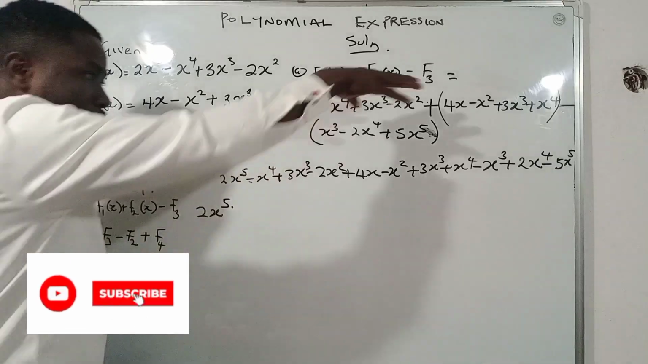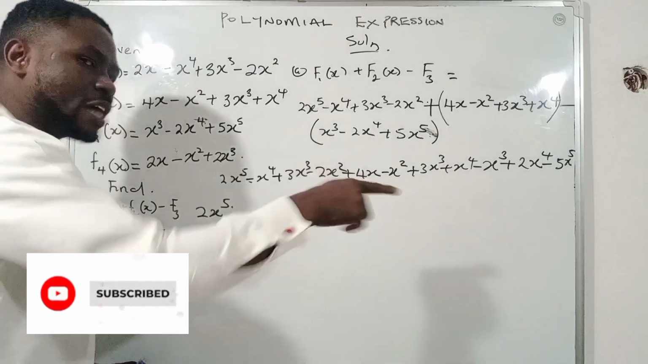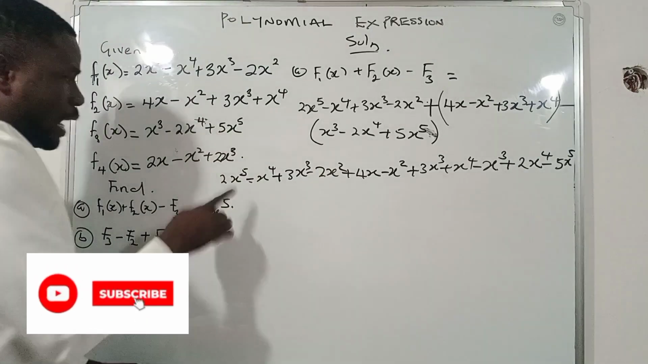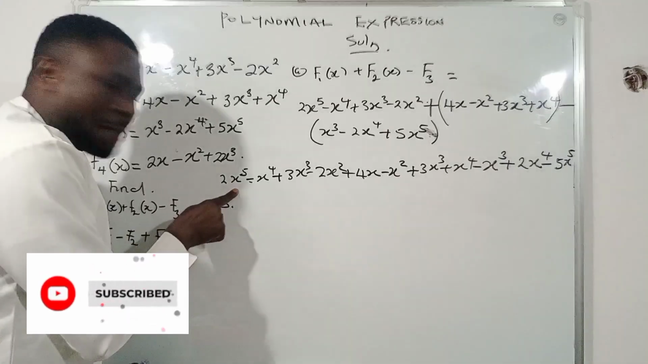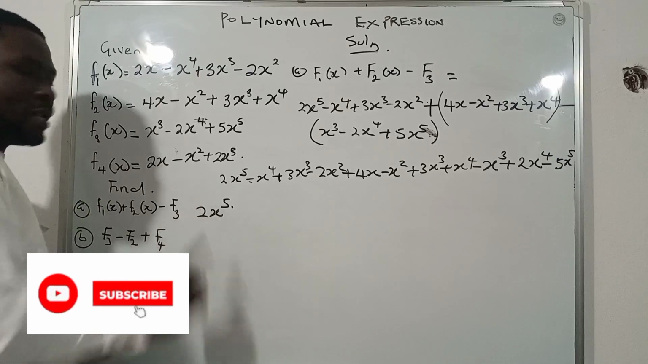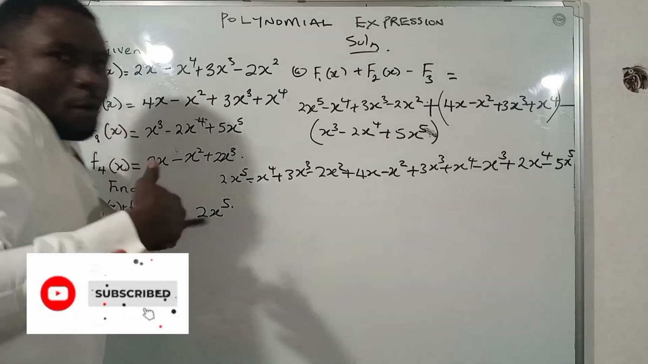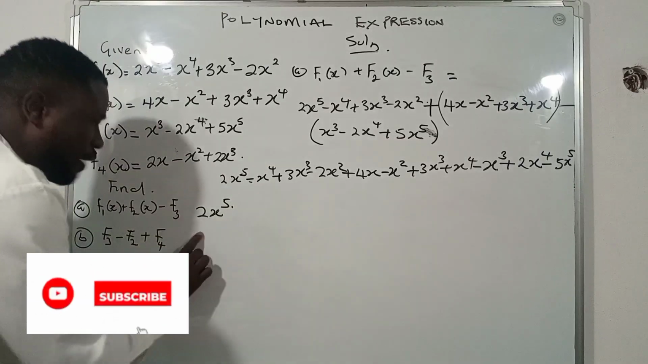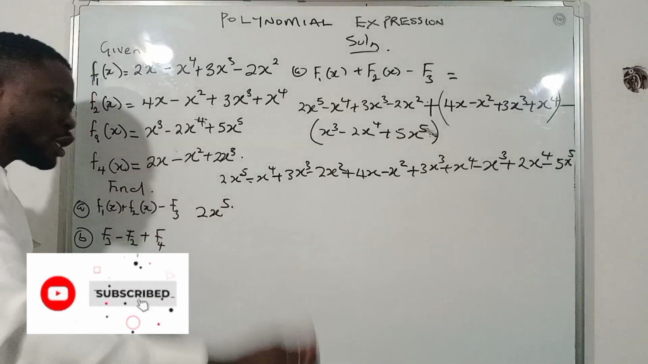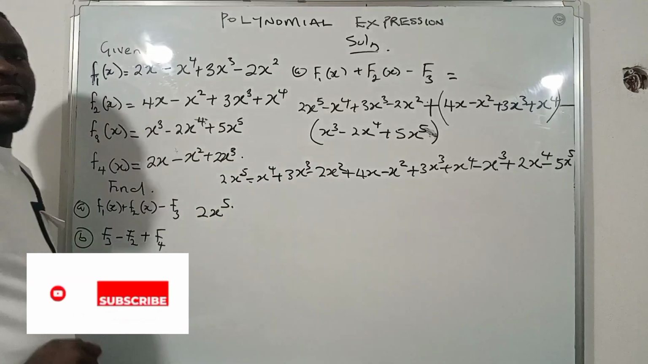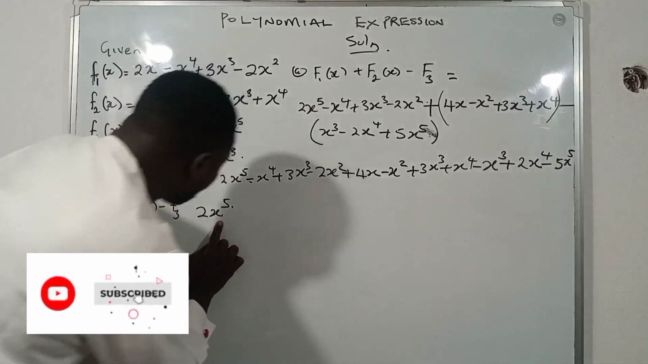I'll bring this one. Remember, when you're bringing them down, you bring them alongside their sign. Their sign refers to the sign in front of them. Like this one, 2x raised to the power 5, there is a plus sign here. This plus sign belongs to the first term. Because it's the first, I don't need to put a plus here. Even if you put a plus, nobody marks you wrong. Even if I place it without the sign, every mathematics student understands that there is a plus sign there. It's only when it's a minus that we must indicate a minus. Now, this is 2x raised to the power 5.